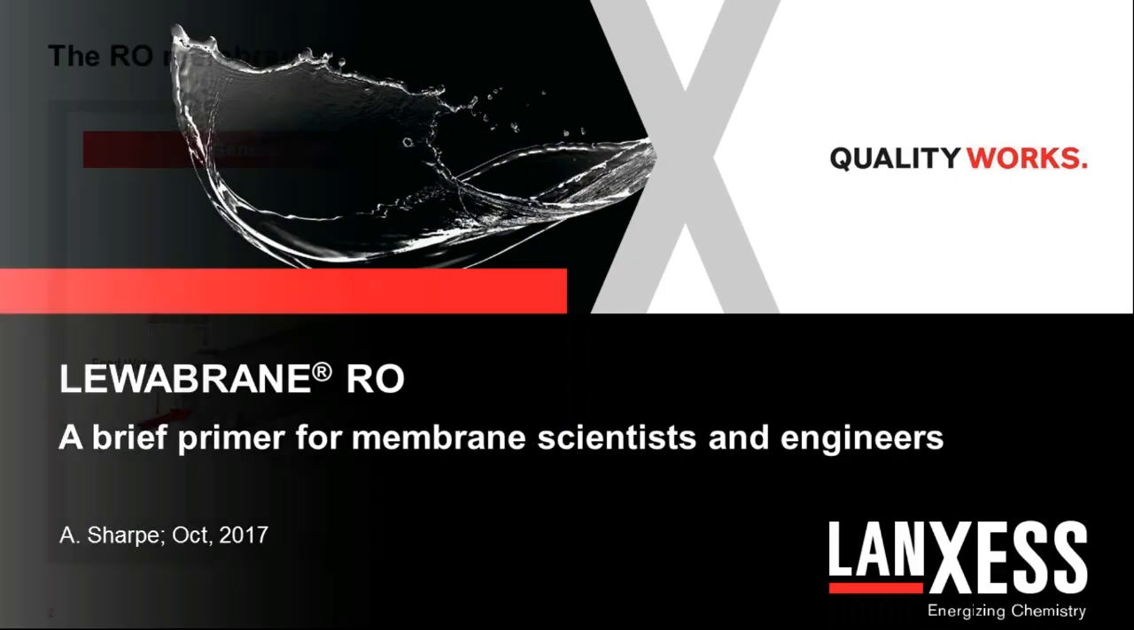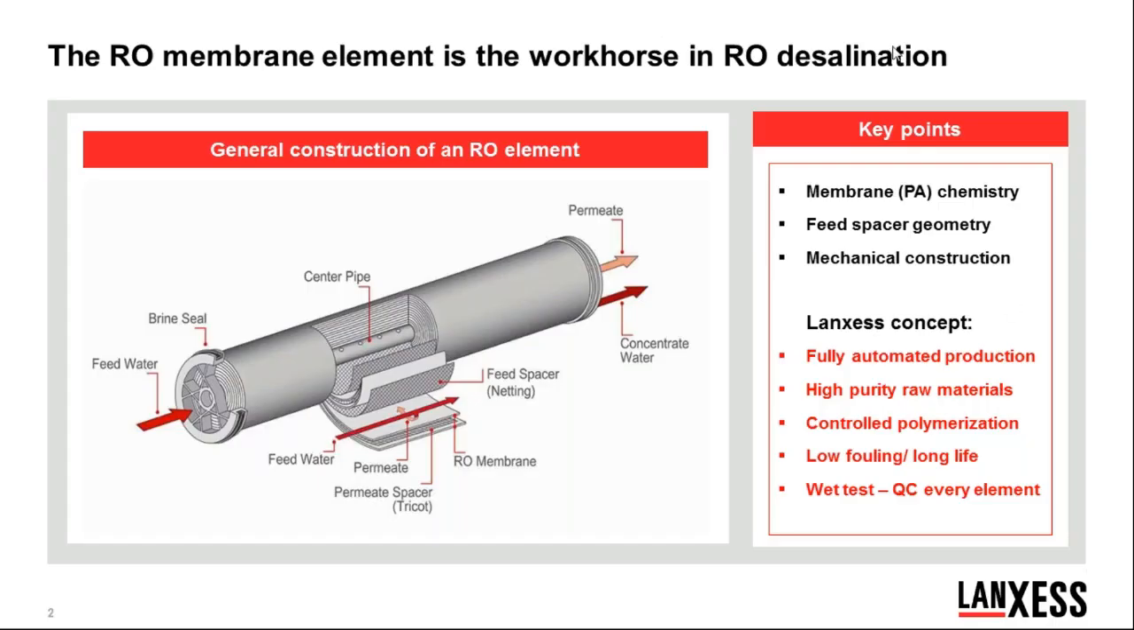Before we get to the chemistry, let me just start with a kind of an interesting slide. This is where it all starts in RO systems. Lanxess is a provider of reverse osmosis membrane, and this gets embodied into a device known as an RO element. And from the outside, the RO element looks pretty much the same from manufacturer to manufacturer. The key pieces inside the RO element are, of course, the membrane chemistry, the feed spacer geometry of moving the feed water across the membrane, and the fundamental mechanical construction of the element.